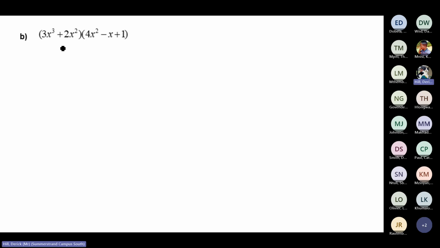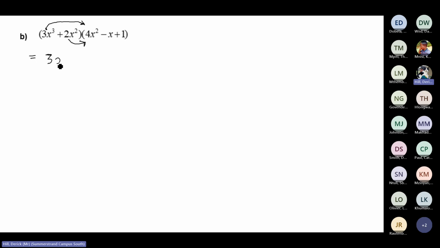So here we have a binomial. We have two terms in those brackets. And here we have a trinomial, which is those three terms in that bracket. Now we're going to multiply those two brackets together, which is quite a process because we have so many terms. So the first thing we're going to do is multiply this 3x cubed by everything in these brackets, and then we're going to multiply this 2x squared by everything in these brackets. So what are we going to get?